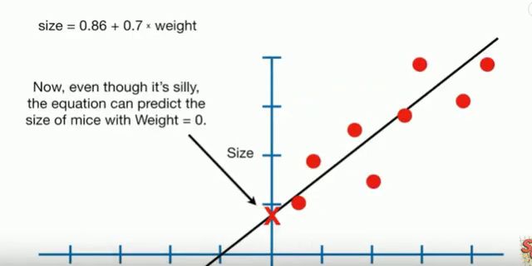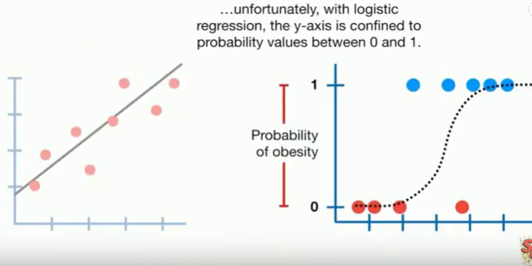Now we'll see an example as to why we cannot use linear regression for classification type of problems. Here the points are plotted and an equation is concluded from it. So here, even if the weight is 0, the size can be concluded from the given equation because there is a 0.86 y-intercept. However, there is a small problem with logistic regression.